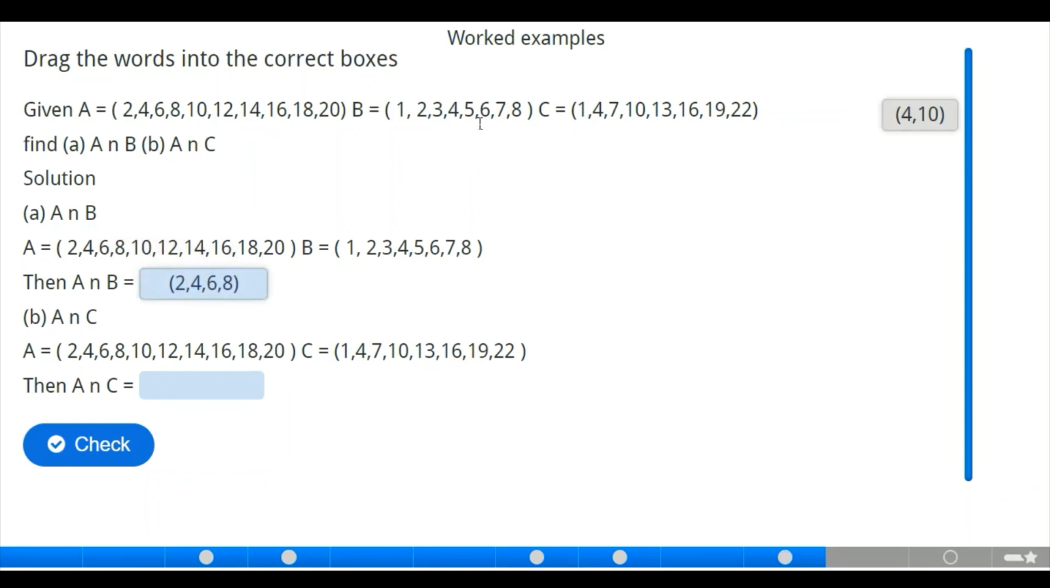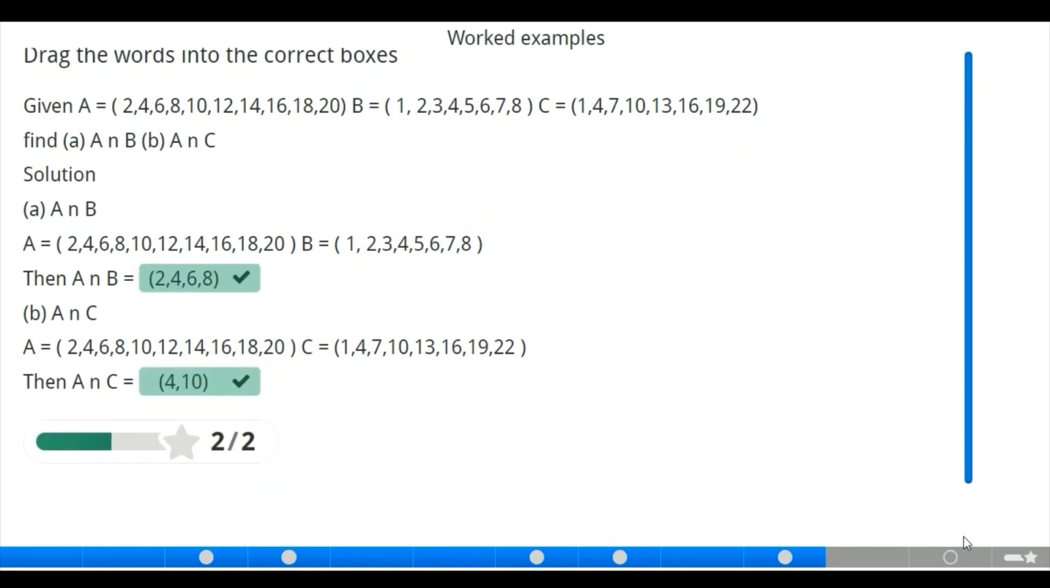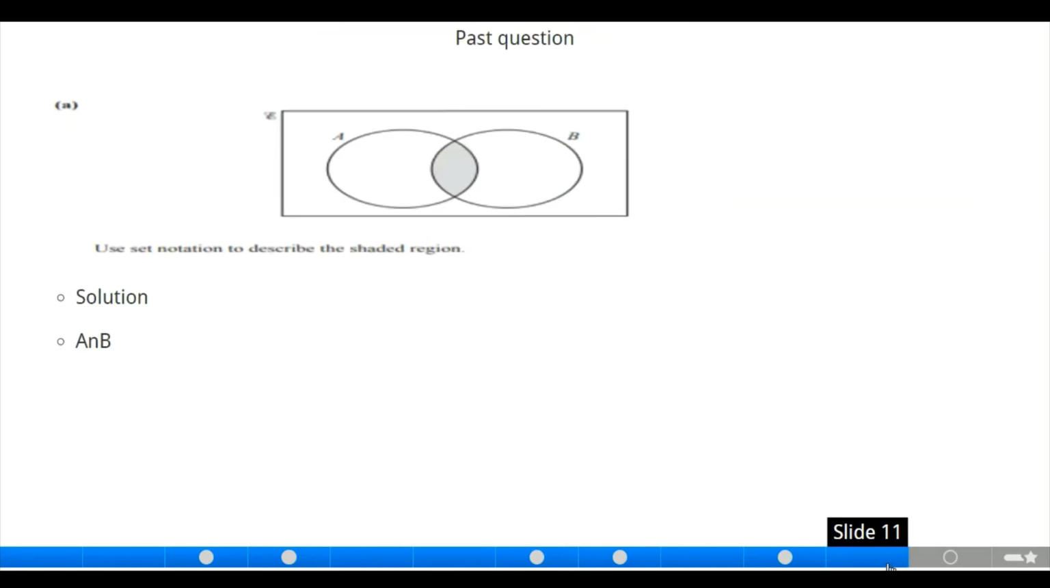Now for A intersection C, let's look at what is common between A and C. The only two values that are common between A and C are 4 and 10. So A intersection C is going to be 4 and 10. Those are the elements in there. Okay, now that leads us to our past question.